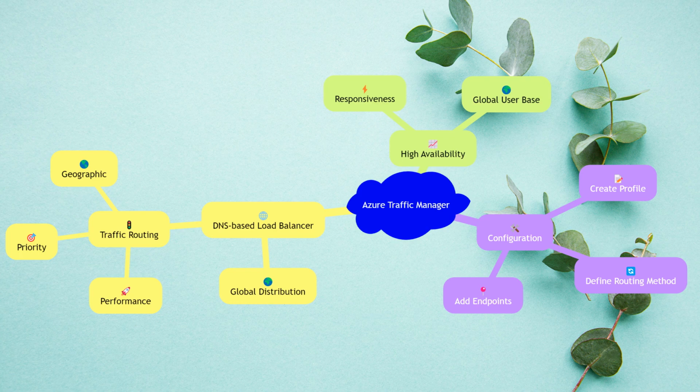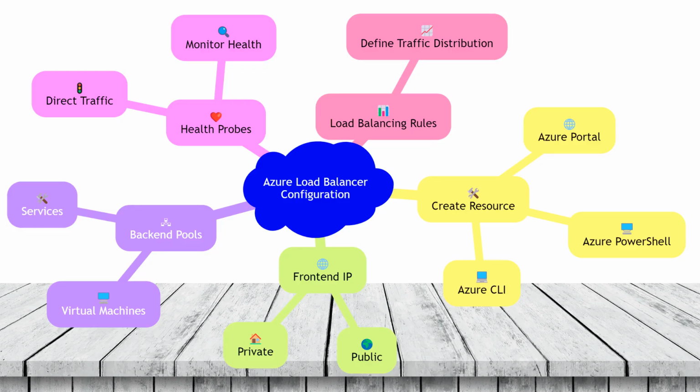To configure an Azure load balancer, start by creating a load balancer resource in the Azure portal. Next, define a front-end IP configuration, which can be either public or private. Then, set up backend pools to specify the virtual machines or services that will receive the traffic. Health probes are essential for monitoring the health of backend instances and ensuring traffic is only directed to healthy instances. Finally, create load balancing rules to define how traffic should be distributed across the backend pool. These steps can be performed using the Azure portal, Azure CLI, or Azure PowerShell.